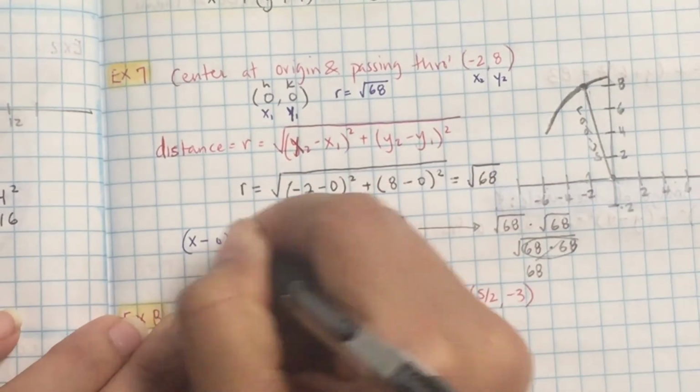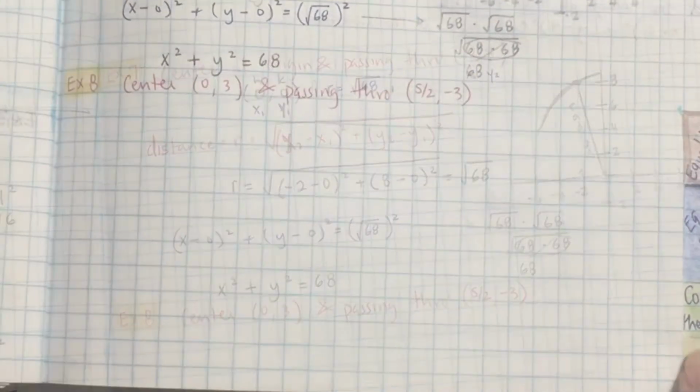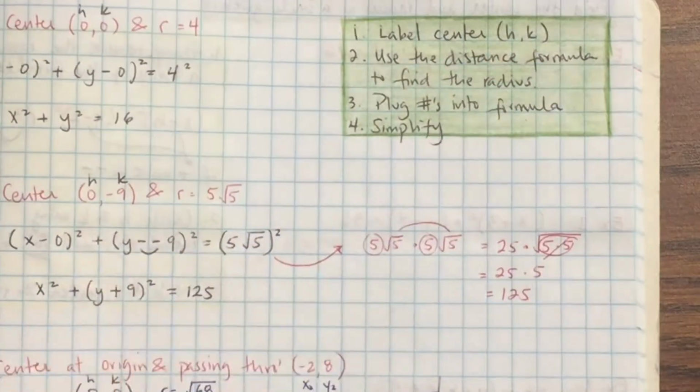Alright, so this simplifies to x squared plus y squared equals 68. And that's my equation of my circle. So sometimes it won't give you the radius, so you have to find it. So let's do another one of those.